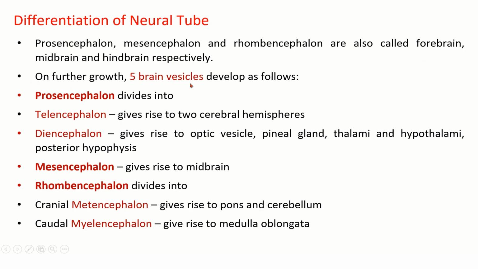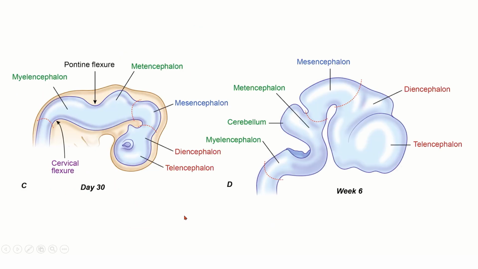So they form 5 secondary brain vesicles, namely the prosencephalon differentiates into telencephalon which gives rise to cerebral hemispheres, and diencephalon which gives rise to optic vesicle, pineal gland, thalamus and hypothalamus, and posterior part of the pituitary gland. The mesencephalon forms the midbrain, and the rhombencephalon is divided into cranial metencephalon which gives rise to pons and cerebellum, and the caudal myelencephalon which gives rise to medulla oblongata.